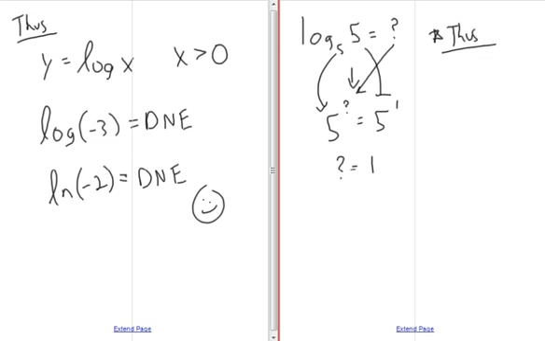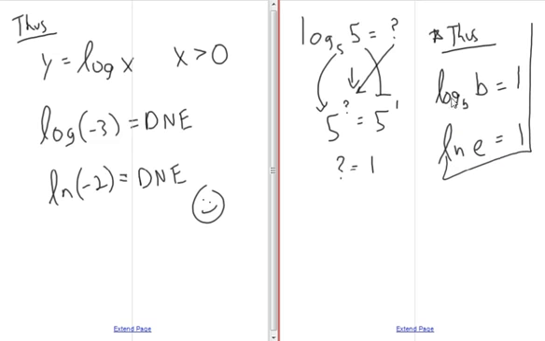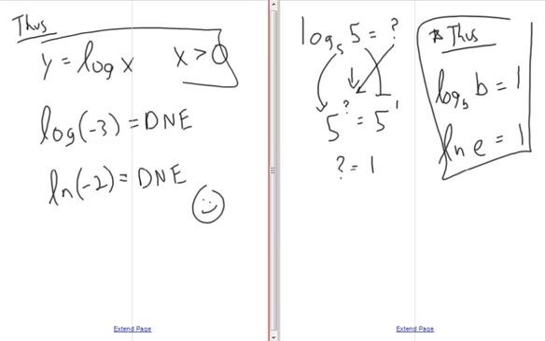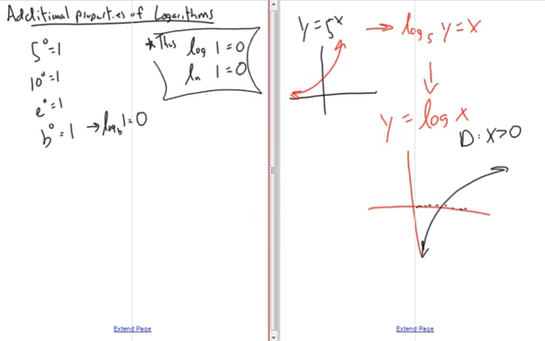And we can say, therefore, the log base b of b is equal to 1. And the natural log of e is equal to 1. We will use especially this property right here when we do some examples in the next video. So there's those properties as well as the other properties.